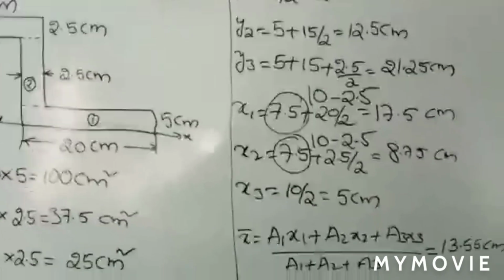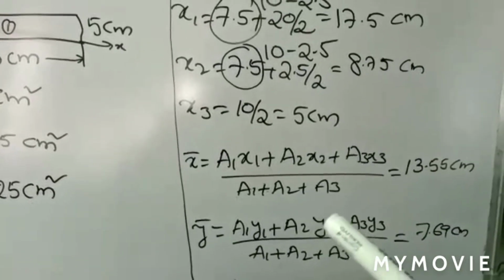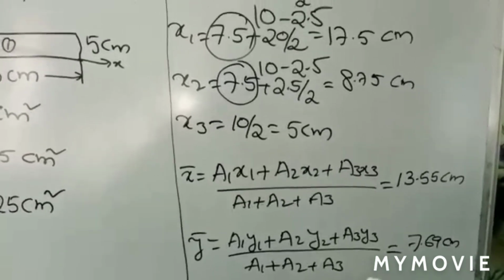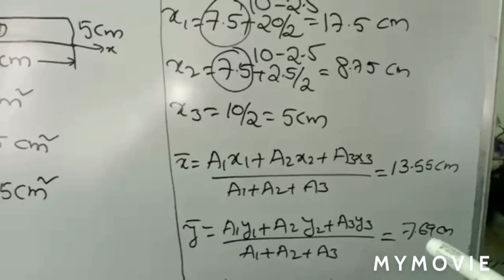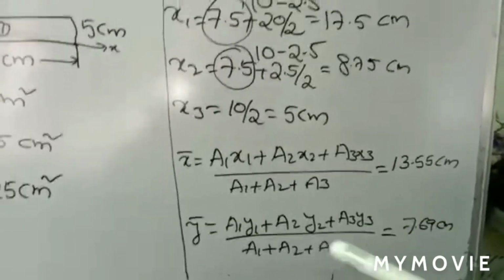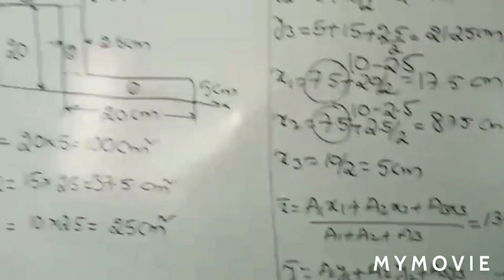Now calculate the distance. The formula is y bar equal to a1 y1 plus a2 y2 plus a3 y3 by a1 plus a2 plus a3. That is, the value is 7.69 centimeters. Simply substitute those values that you have got earlier, and you will get the value of 7.69 centimeters.